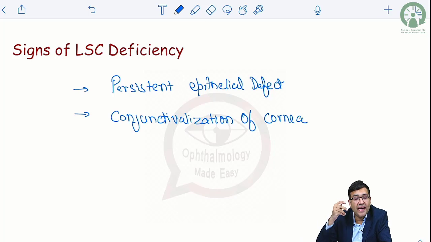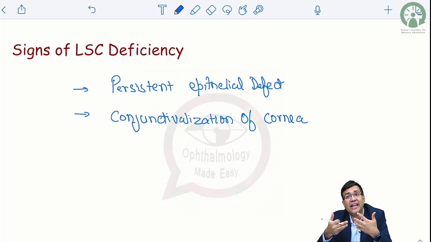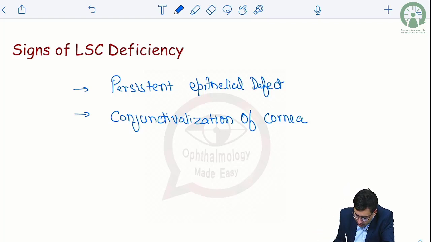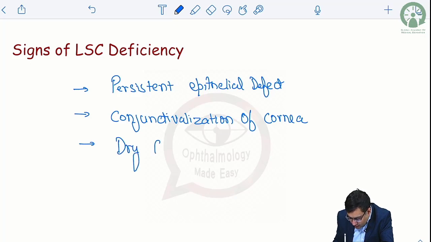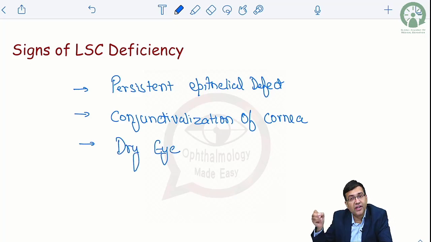Okay, and because there is a conjunctivalization of the cornea, the tear film can now not be there on the cornea like a regular tear film. And what would this lead to? This would lead to dry eye. We would basically discuss dry eye in detail when we talk about oculoplasty. But remember, a very important sign of limbus stem cell deficiency is severe dry eye.